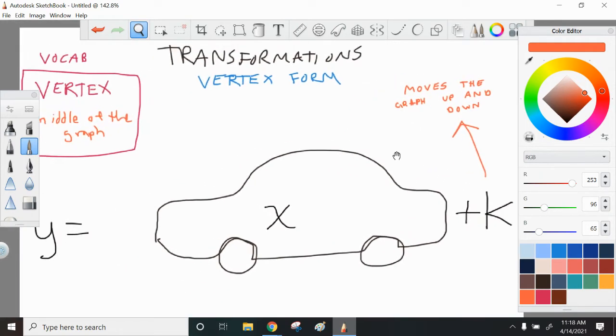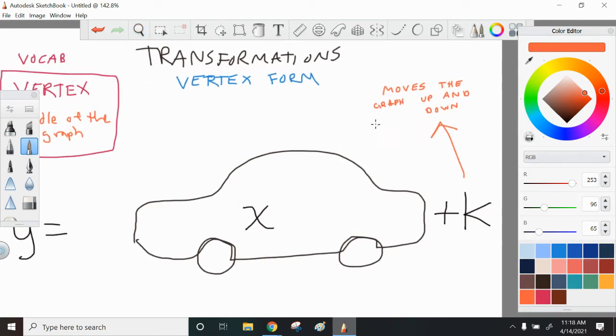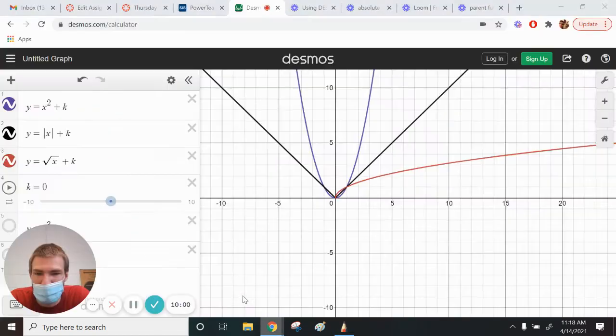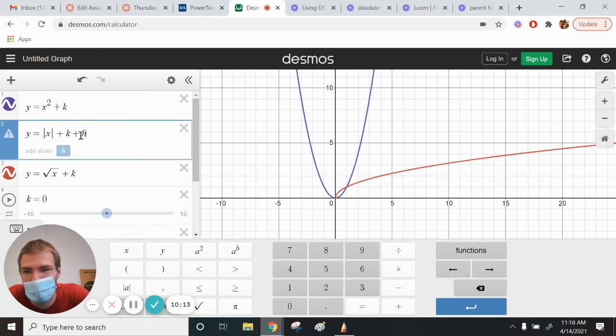So hopefully that's relatively easy. Now let's go back to our Desmos. And now let's look at what happens with another letter, okay? This time, I want to put another letter H on our function. Okay, now if I put the H out back with the K, now it's plus H plus K.